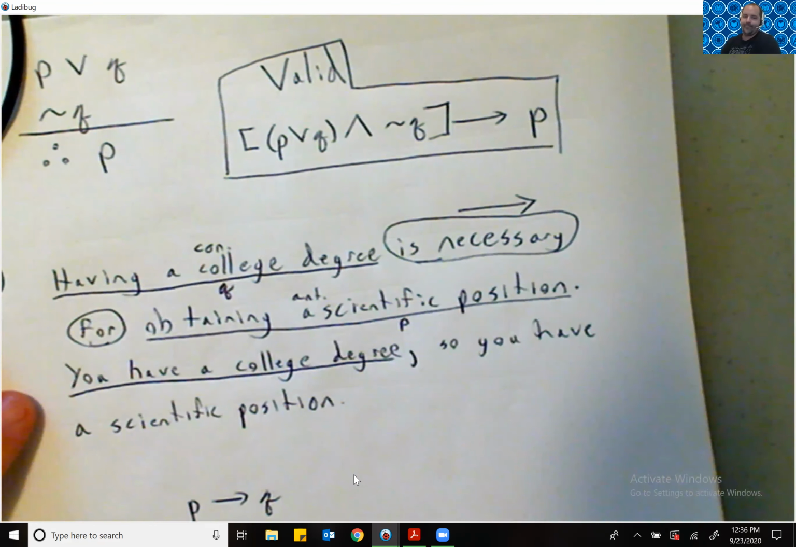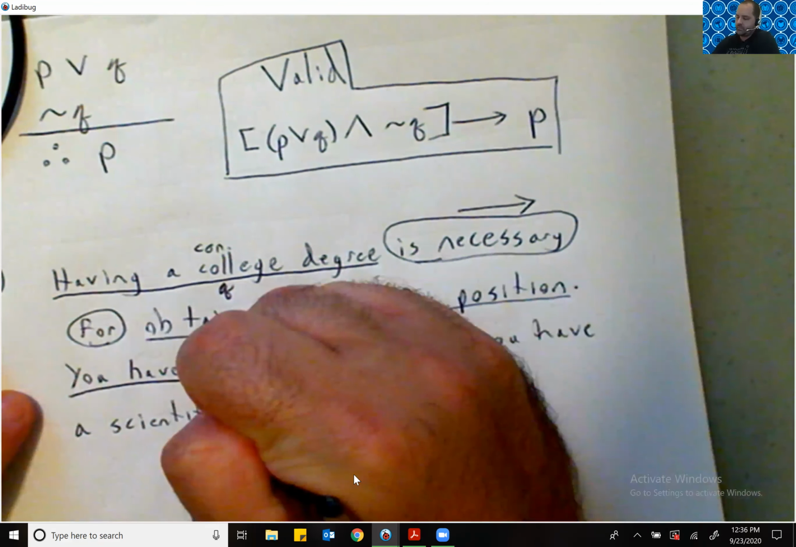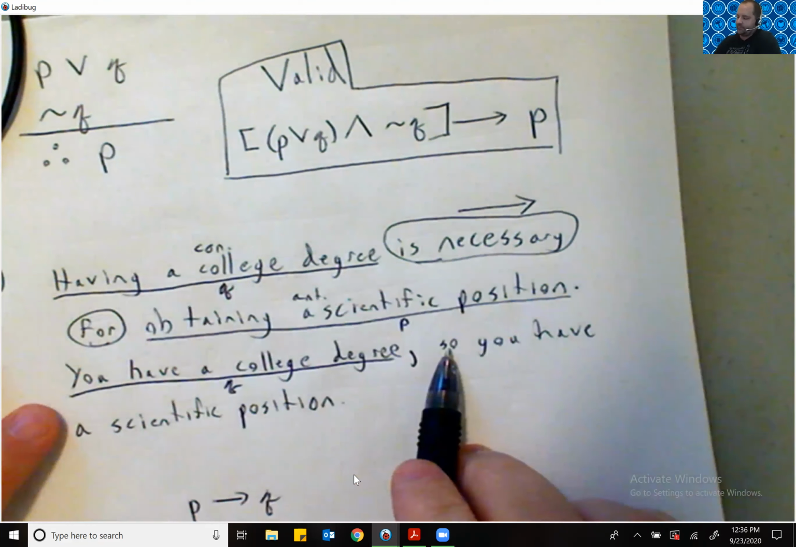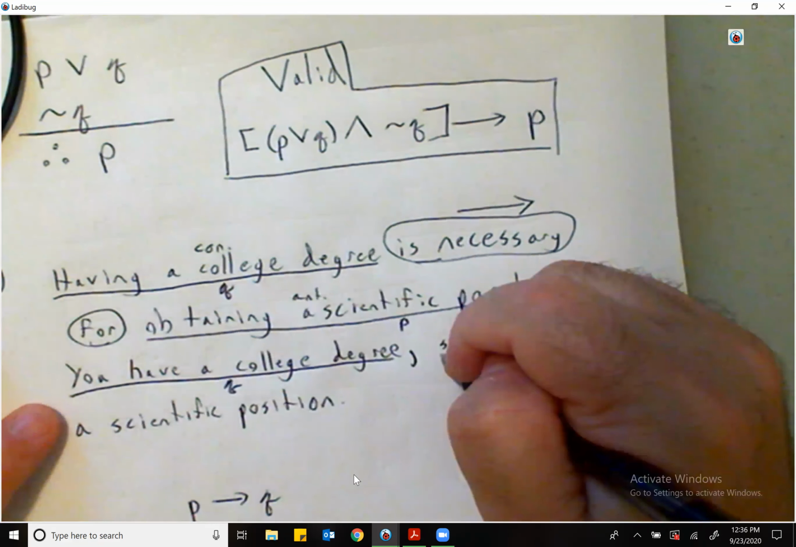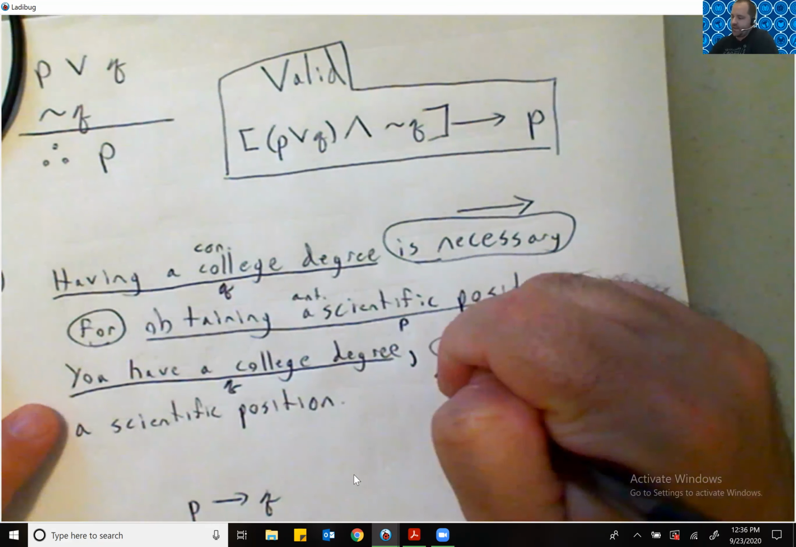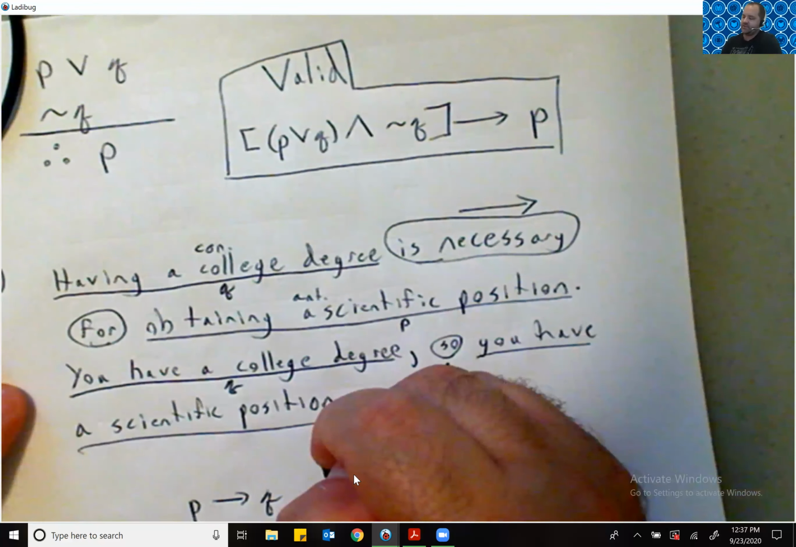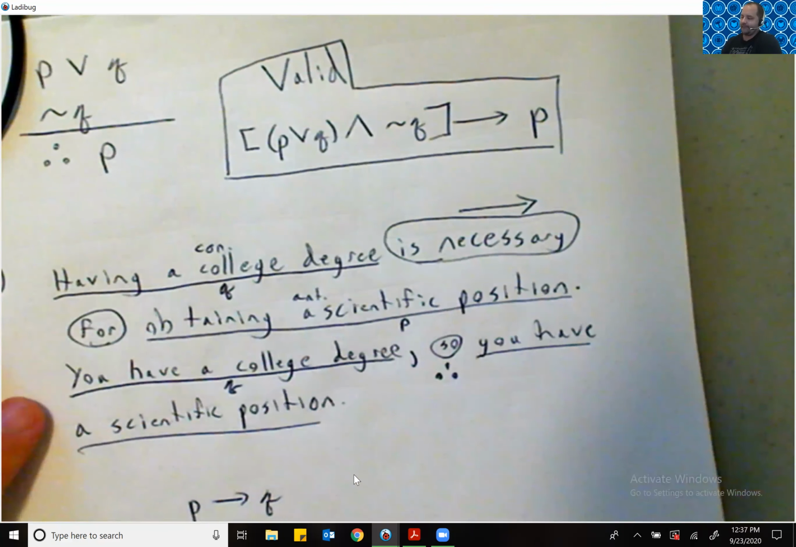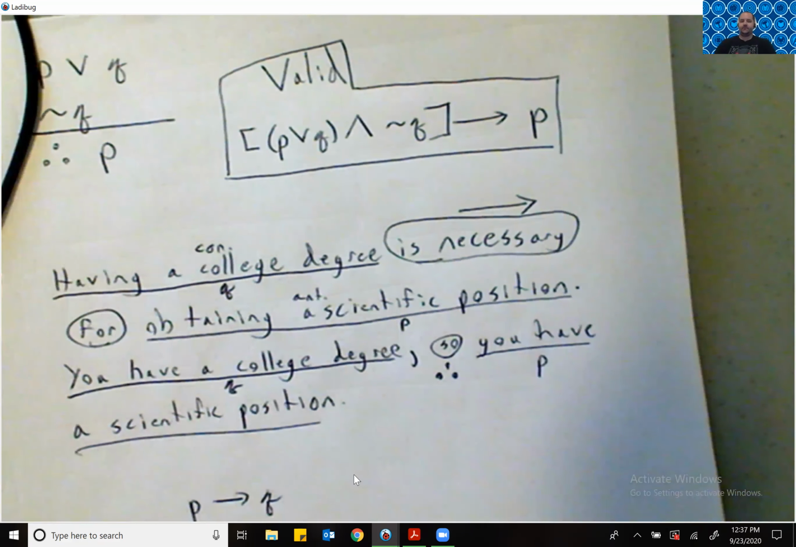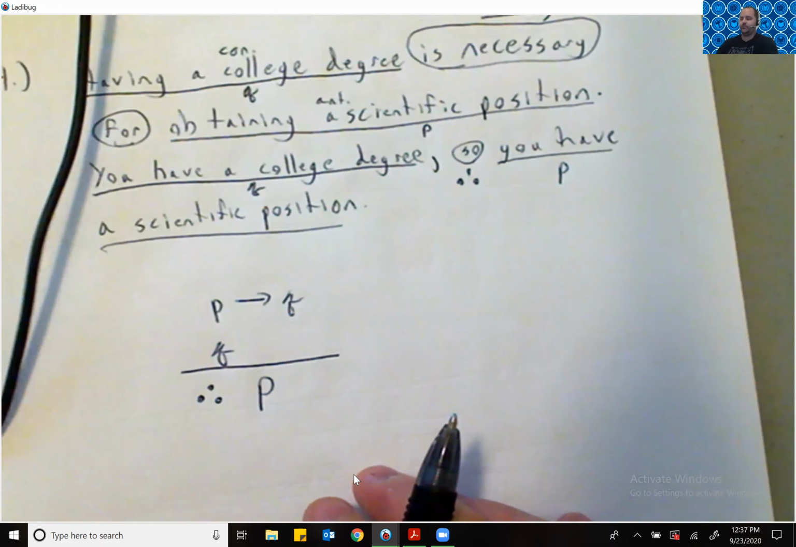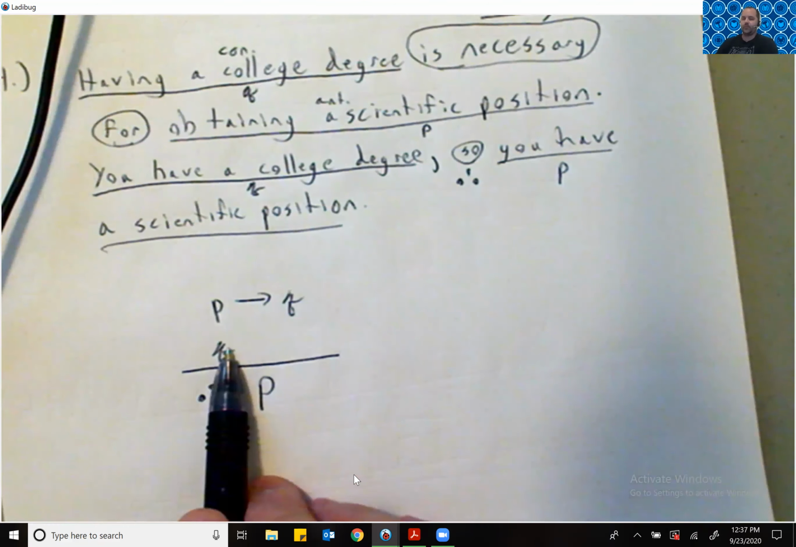So the next sentence says, you have a college degree. Who is that? Q. The "so" is the same thing as a therefore, the 3 dots. And then last, we conclude you have a scientific position. Who is that? P. So there's what it looks like symbolic wise: P arrow Q, Q, therefore P.